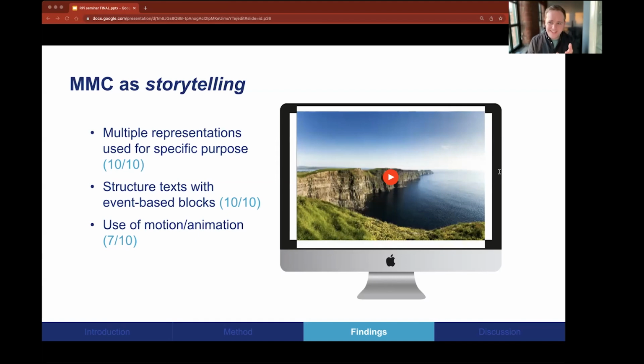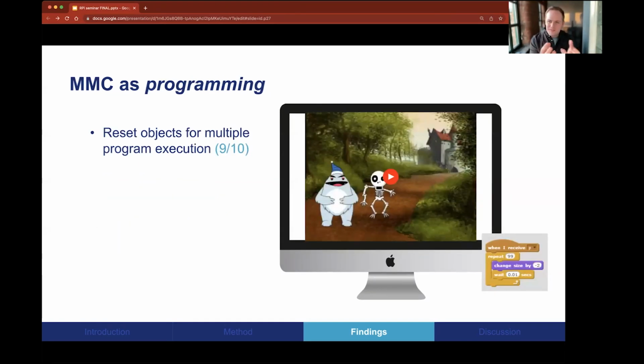They don't have to repeat, they don't have to reset everything manually. So, they're resetting these objects. They're inputting, when green flag is clicked, move the character to this location, hide it, and don't show it until. They're thinking about the end user and how this program is experienced by someone else.